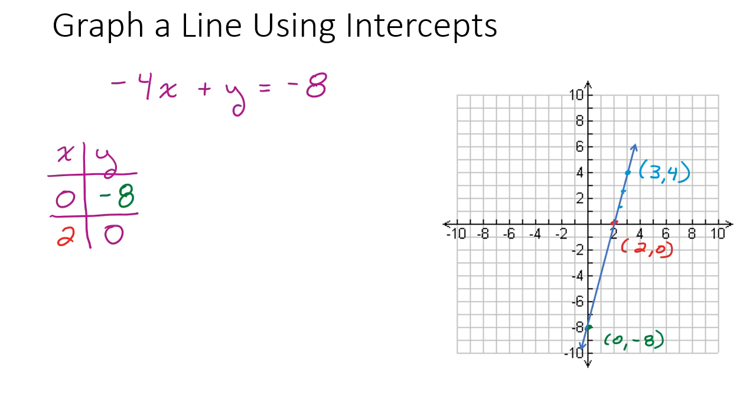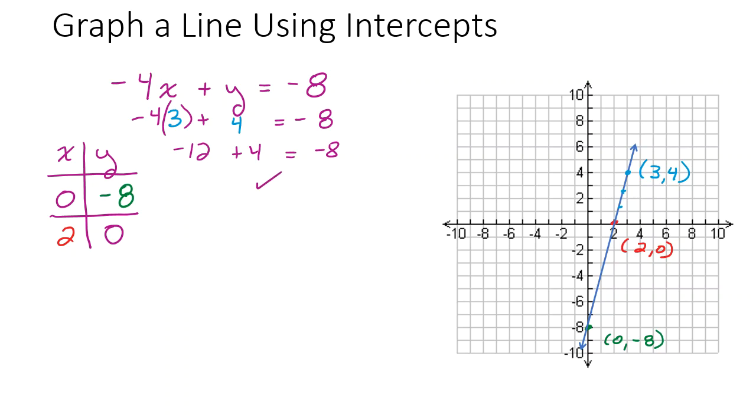Now this is a cool way you could test. You could come over here. If you put 3 in for the x and 4 in for the y, it should work, right? It should still be a solution. Let's try it. If I do this, does it equal negative 8? Let's see, we've got negative 12 plus 4. Yeah, that equals negative 8, right?